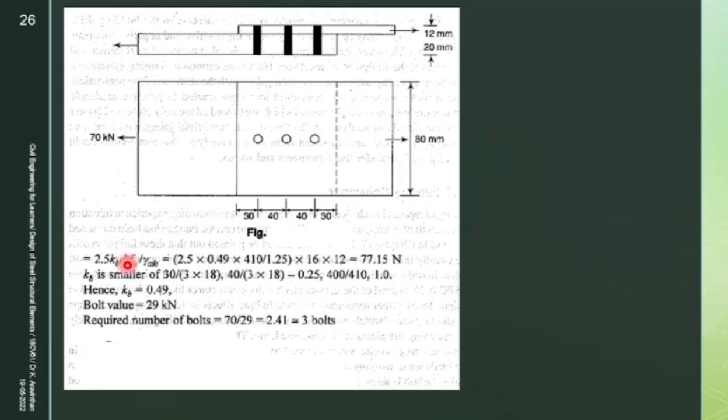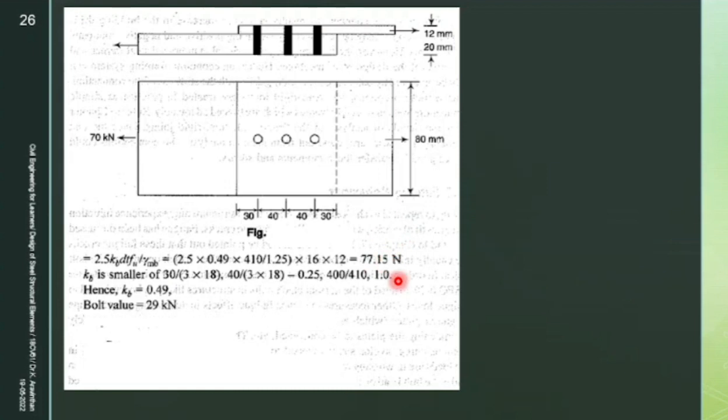Diameter is 16. What is T? You have two plate thicknesses. First plate is 12 mm and second plate is 20 mm. You have to take the smallest thickness of the plate, which is weaker. You have to take that. Now, so you have to take 12 mm. So thickness is 12, and what is FU? You know plate ultimate strength, which is 410 divided by gamma MB. You know gamma MB as 1.25. Are you getting 77.15?